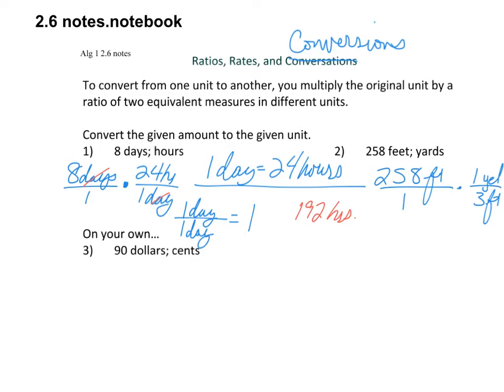When I divide 258 feet by 3 in my calculator, I end up with 86 yards. Now I've converted 258 feet into yards.